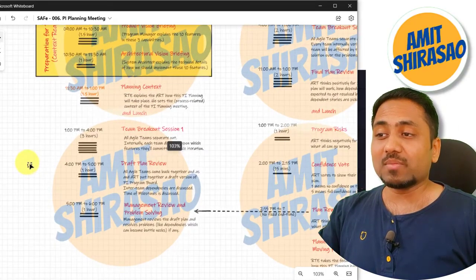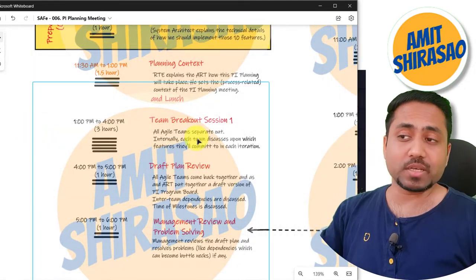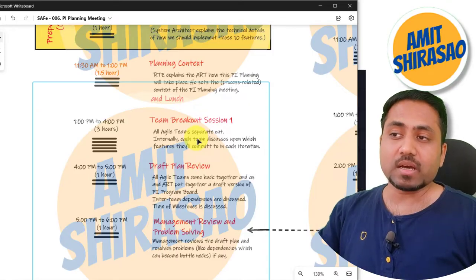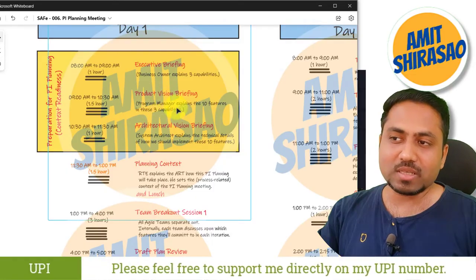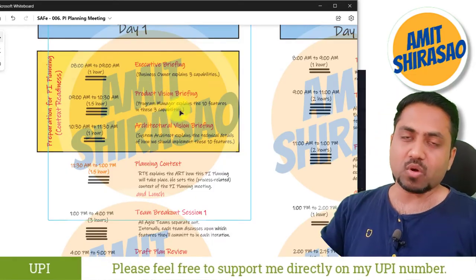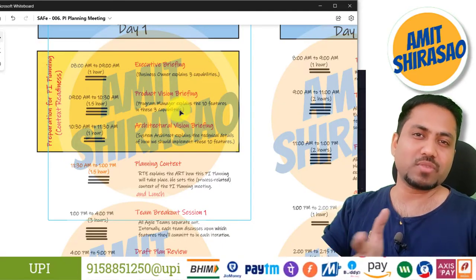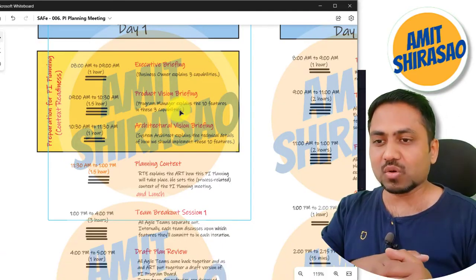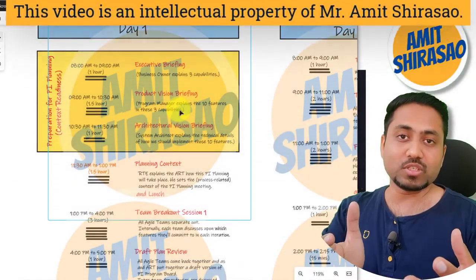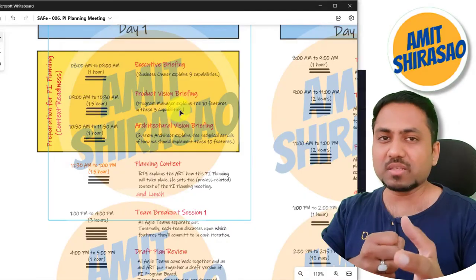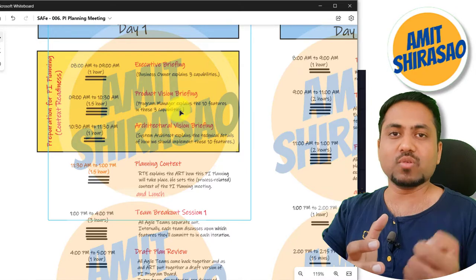Now in team breakout session number 1, all the agile teams are sitting separately, and they will decide which stories they are going to pick up. Out of all these 10 features which I explained to them, every feature will have, let us say, 2-3-5 stories. If your team is picking up around 2 features, then those 2 features could have, let us say, 15 stories. How will you deliver those 15 stories?